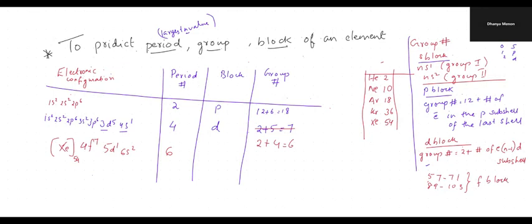So let's total it: 54 plus 7 plus 1 plus 2 comes to 64. So definitely it comes in the lanthanide range, which means it's an f block element. If it's a lanthanide or actinide, the group number is the same, equal to 3. So you can directly write it. This has made it easy.